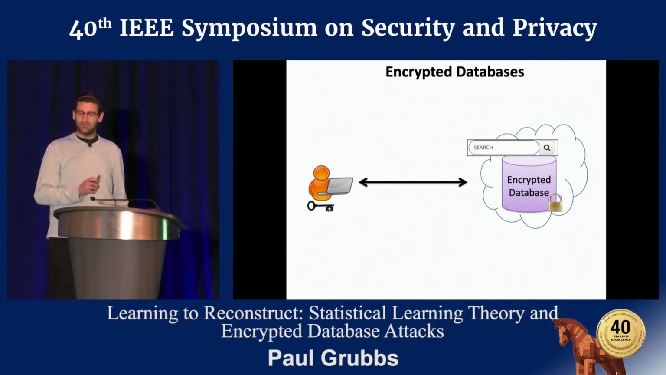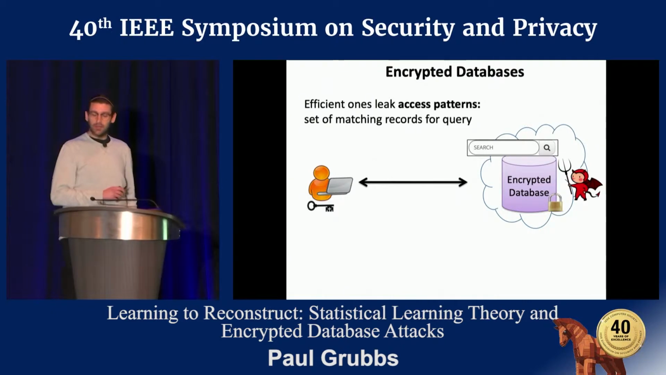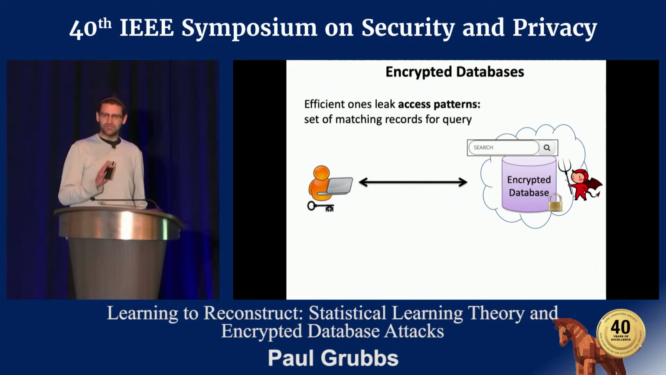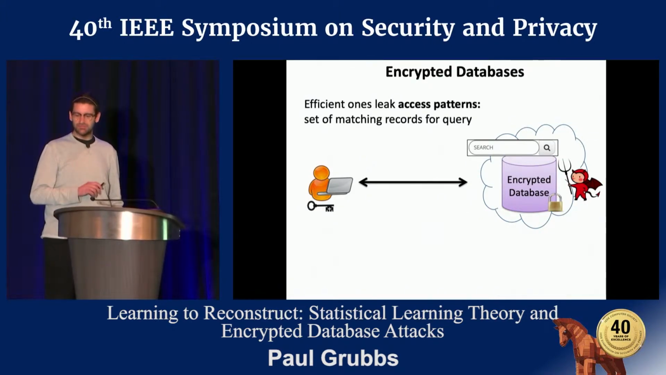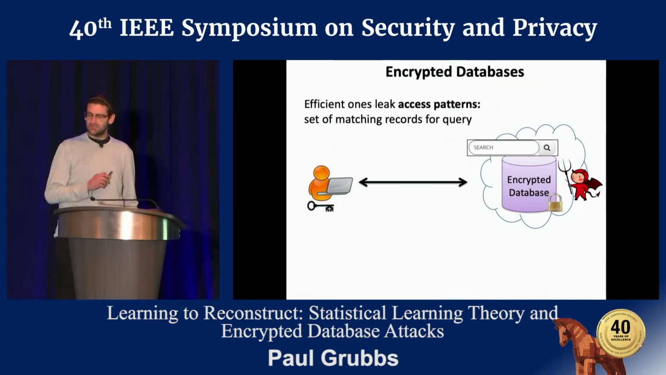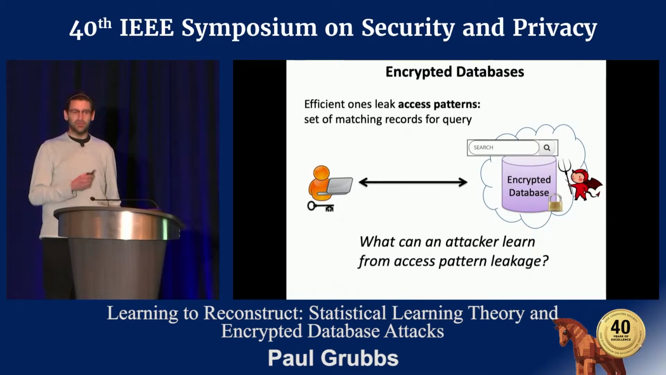So to make encrypted databases efficient, people have proposed using schemes that leak a little bit of information about the data. The exact leakage varies from system to system and scheme to scheme, but one leakage that's common to all these systems is the access pattern leakage, which means that the adversary can see the set of matching database records for every query that's made. To understand the security that encrypted databases can achieve, therefore, the crucial question is, what can an attacker learn from this access pattern leakage?